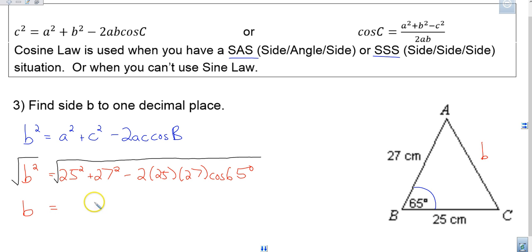So b is equal to, I get 27.99, so that would round up to 28.0, the units are centimeters, and just like before, that would be approximately because I did round my answer. So that's a quick review of sine law and cosine law in terms of finding sides. We will work on finding angles in class.